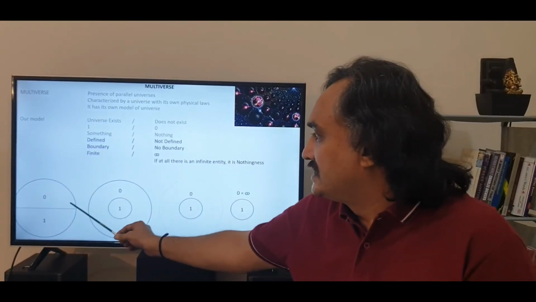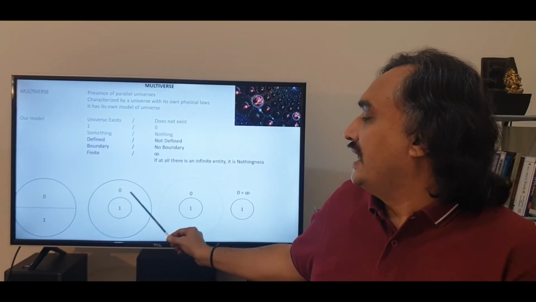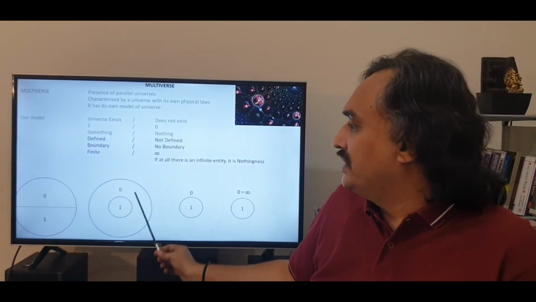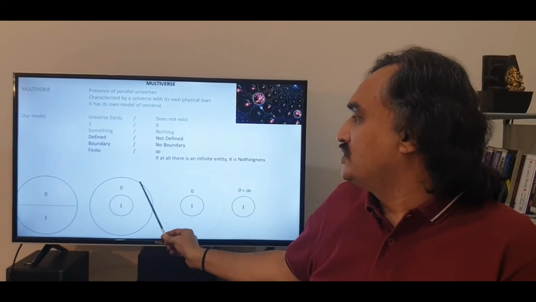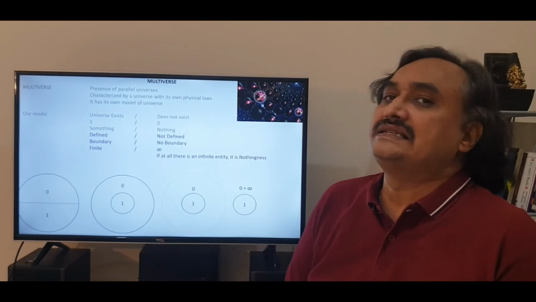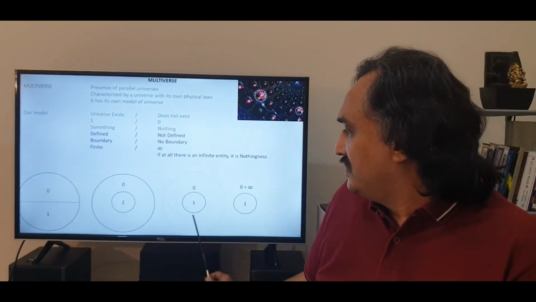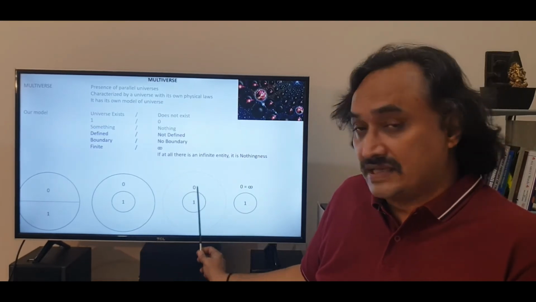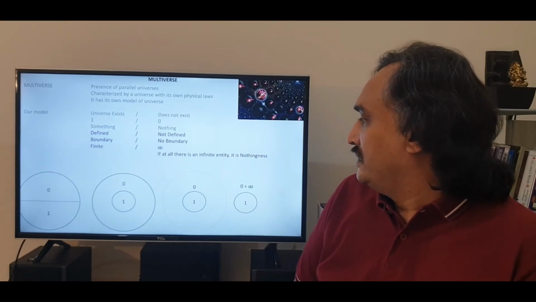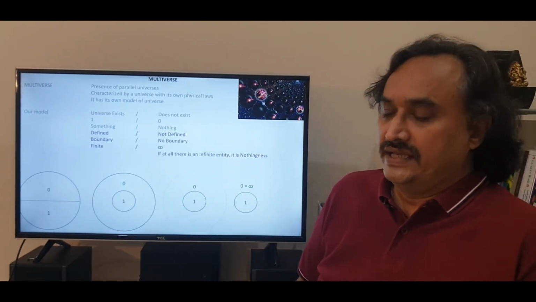So we had this particular model where you have something which is expanding into nothingness, which is shown as 0. But when we are showing 0, we should not be showing any circle here because nothingness doesn't have any boundary. So let us remove that boundary. So we have just something, that is our own universe, which is expanding into nothingness. So we have 1 and 0 now as the only two entities in our universe.